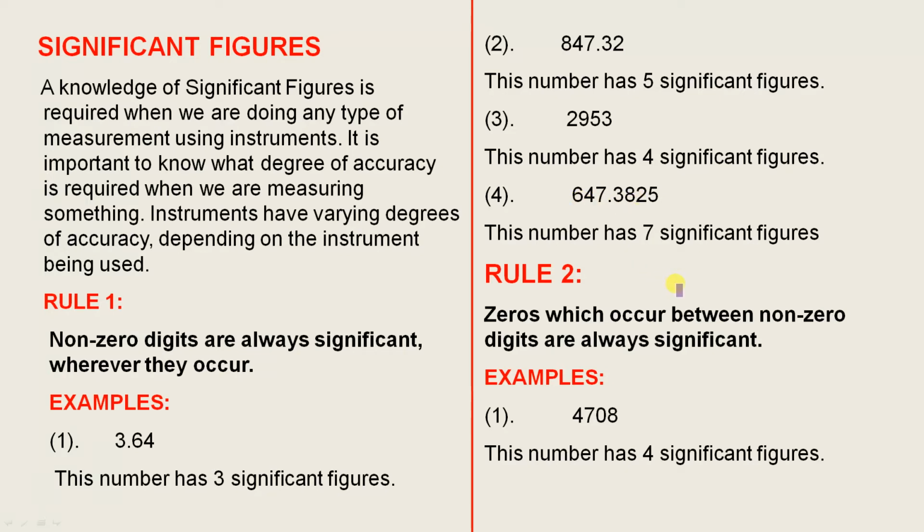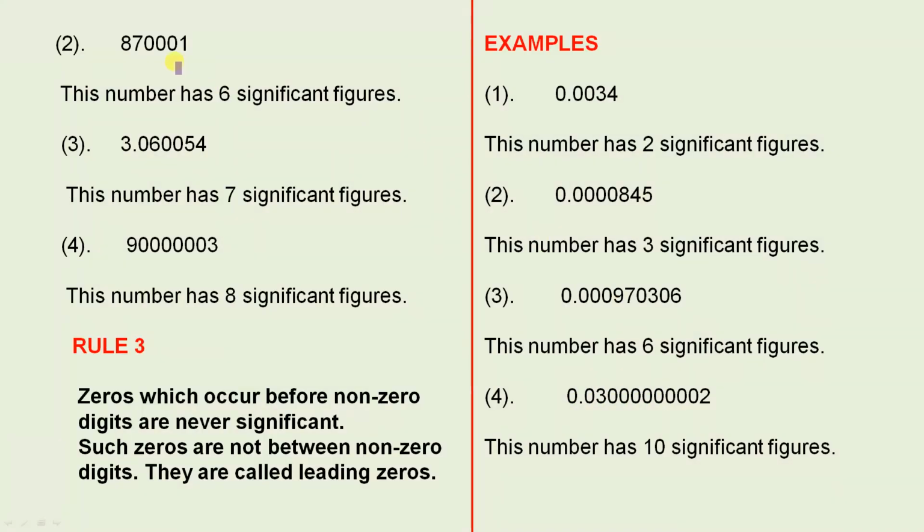Rule 2. Zeros which occur between non-zero digits are always significant. Let's look at some examples. Here we have 4708. That 0 occurs between the 7 and the 8, so it is significant. And we know that all the non-zero digits are significant, so we have 4 significant figures. Over here we have 3 zeros in between the 7 and the 1. They are all significant, so altogether we have 6 significant figures.